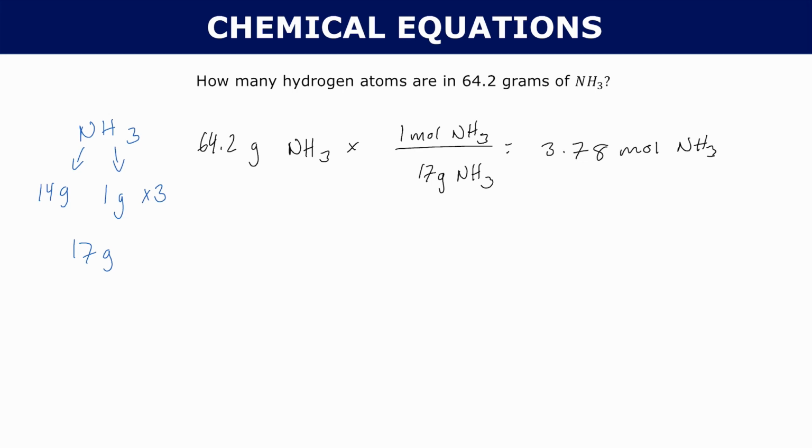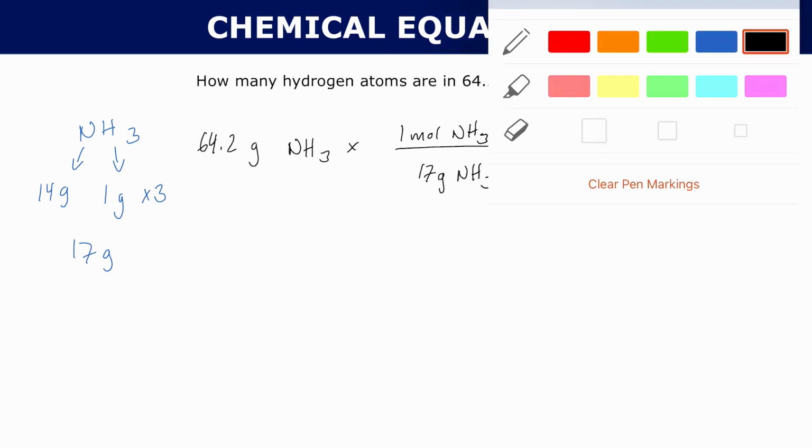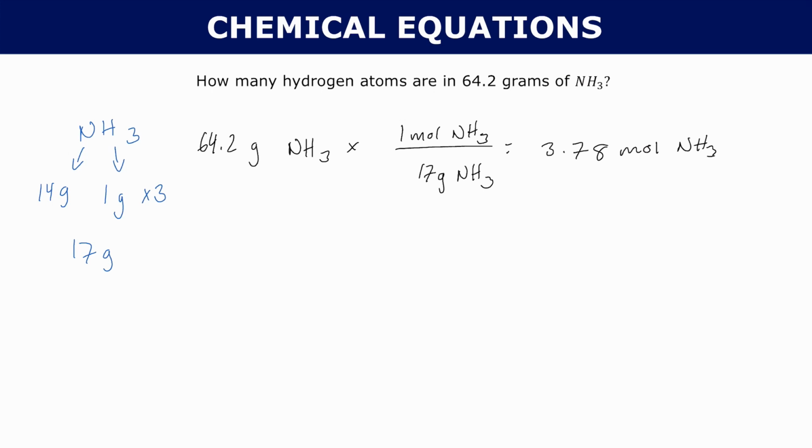And now, although we found moles of ammonia, we're going to need to somehow relate this to moles of hydrogen. And the way we do that is by looking at the chemical formula. The chemical formula of NH3 tells you that for every 1 molecule of NH3, you have 3 atoms of hydrogen. And by similar logic, in 1 mole of NH3, you're going to have 3 moles of hydrogen atoms.